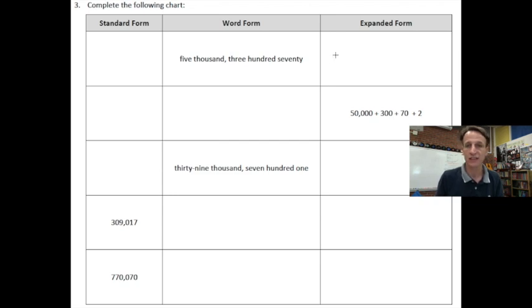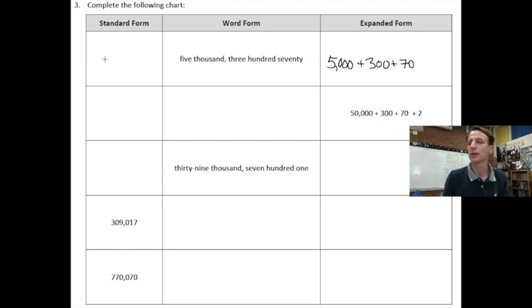So 5,000, you see why I want to do expanded form first. is 5,000, right? 370 is, all right, 300 plus 70. And now it's easy, see, to go from that expanded form over to standard form and just write it as a regular old number. So we have 5,000 plus 300 plus 70.